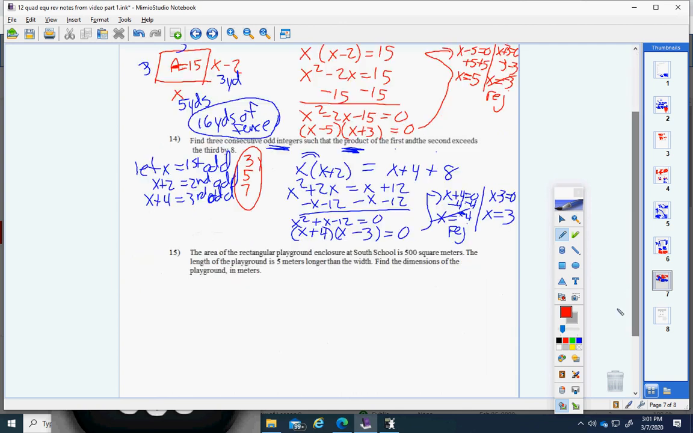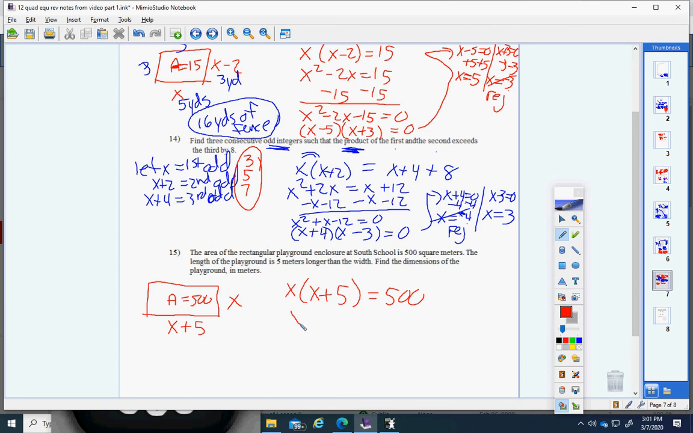Number 15, the area of a rectangular playground. So again, a rectangle can't have negative dimensions, so we'll probably reject something. And the area is 500. The length is 5 meters longer than the width. So I don't know the width. This is 5 meters longer. Find the dimension. So length times width equals 500. Distribute. Get set equal to 0.